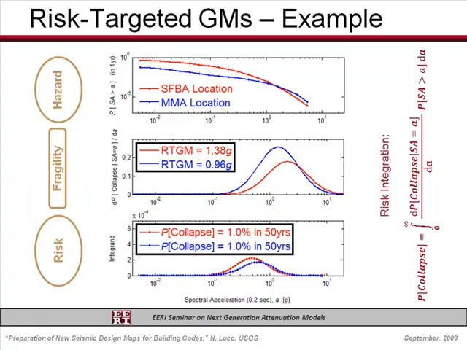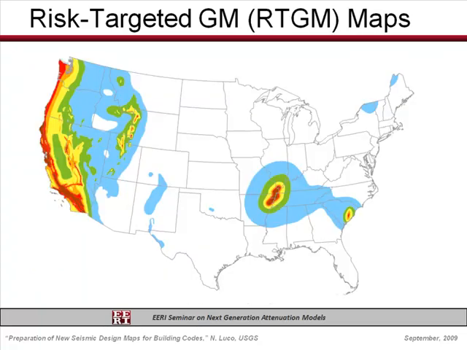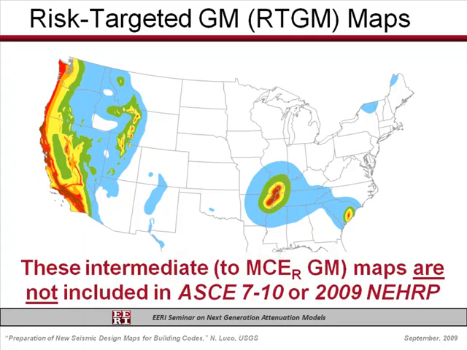We get equal risk. And so that's what we're going through in this risk-targeted ground motion calculation. This is two locations, but we can do this calculation for every point on a grid that covers the US, and you get a map of risk-targeted ground motions for design that looks like this. This map, make a note here, it's an intermediate map, because we still need the deterministic ground motion part. This is just the probabilistic risk-targeted part.